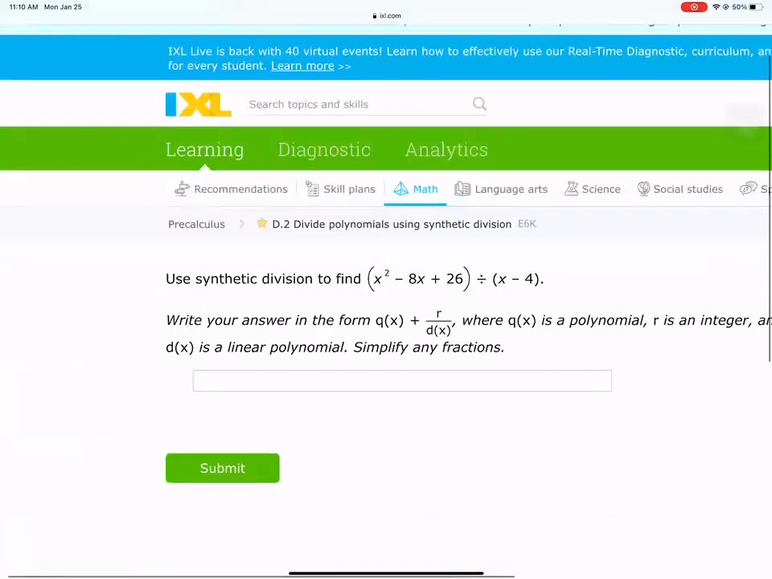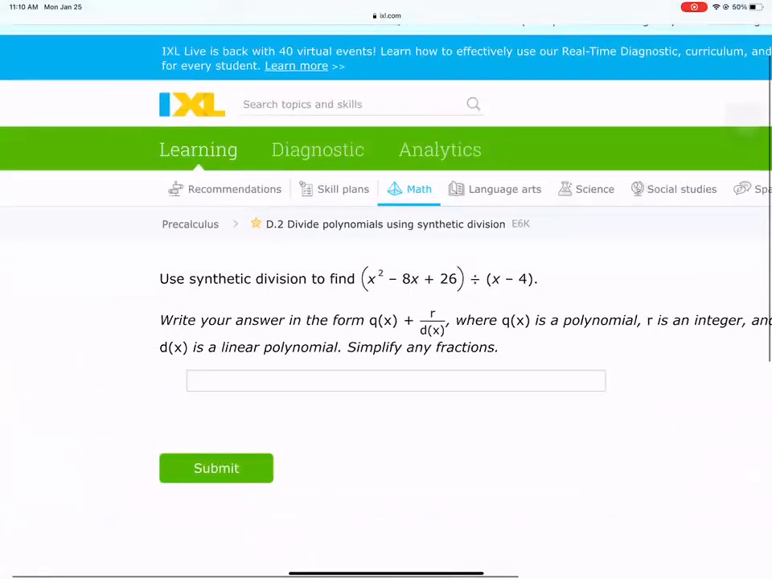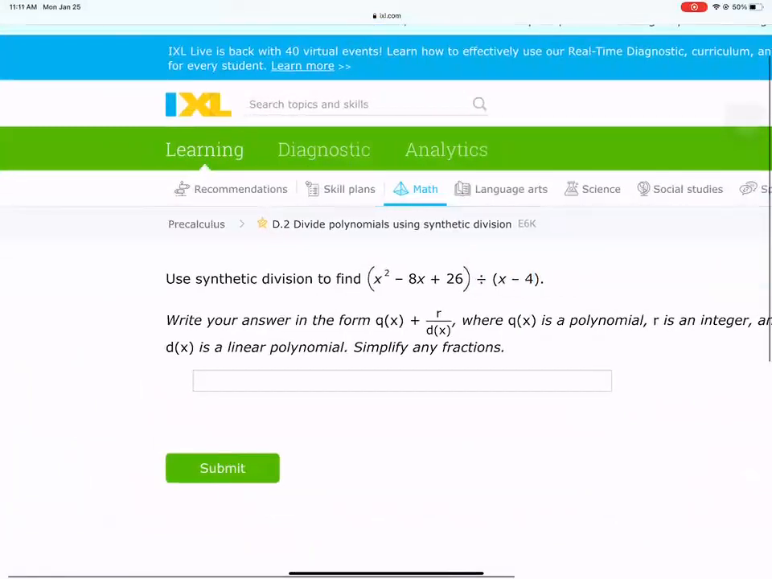Okay, now we're going to see a problem here, for example, that will not divide nicely. And I guarantee it won't divide nicely, because look at the number 4 and the number 26. Do 4 and 26 divide nicely? No, they end up with a remainder, so we know we're going to end up with a remainder here for sure. So let's go ahead and do this problem.